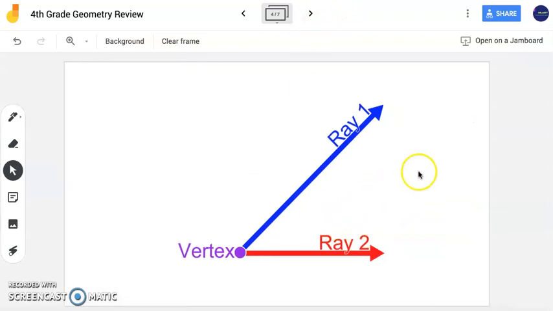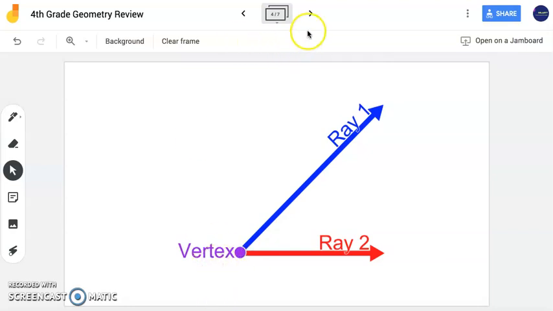Then we moved on to angles. This time, we put together two rays. When two rays meet at something called a vertex, this forms an angle. So again, when two rays meet, they meet at the vertex, and this forms an angle.